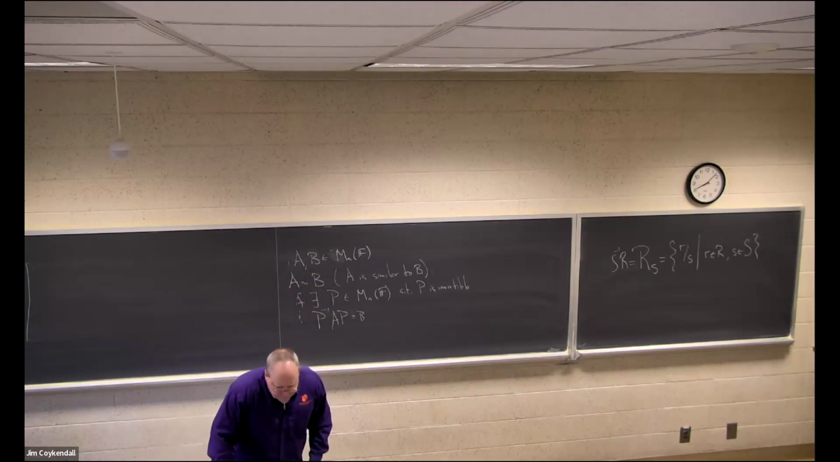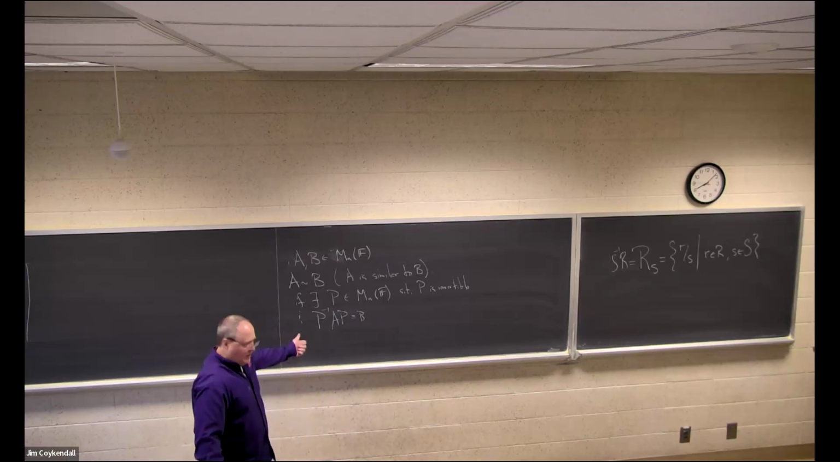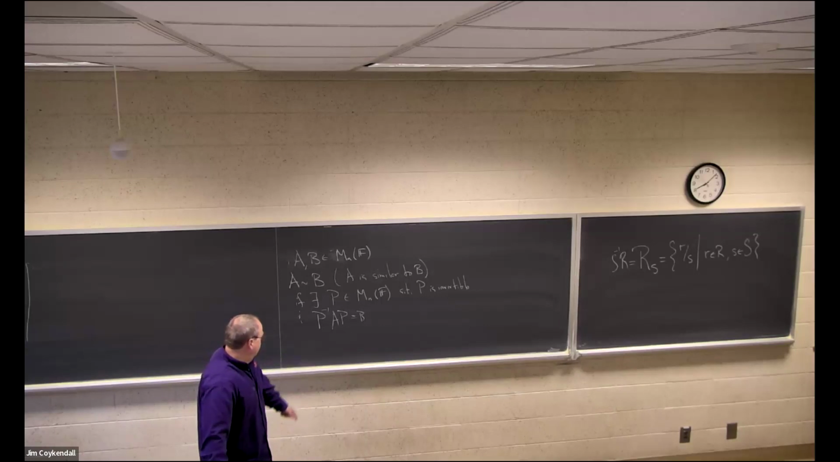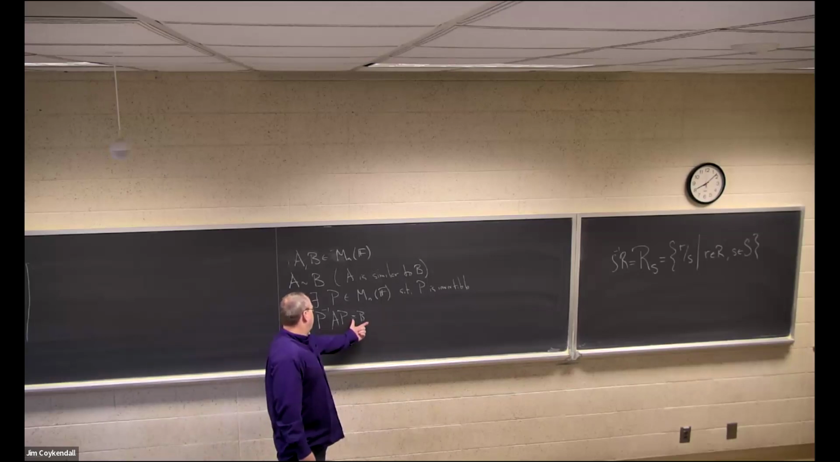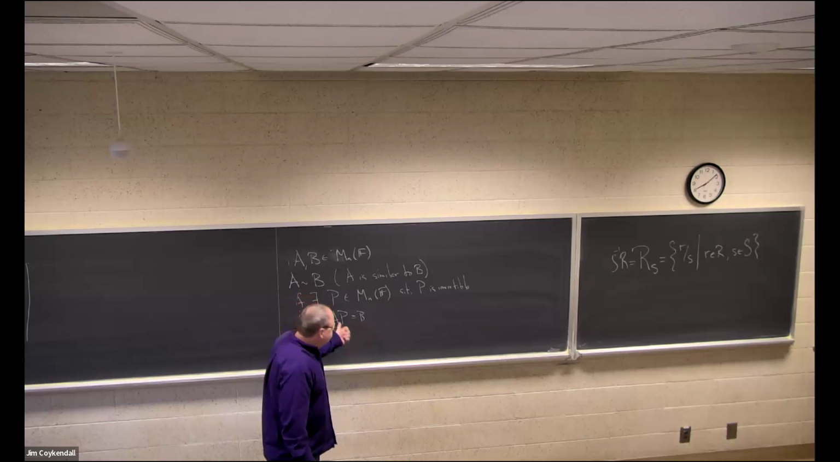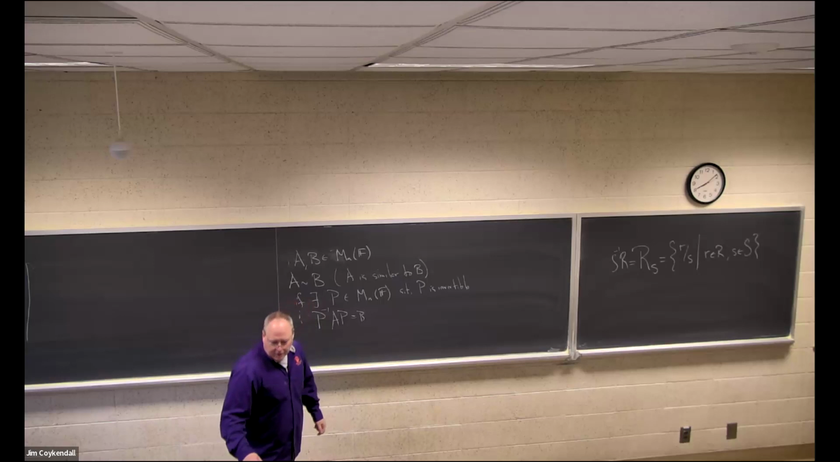Now, how many of you have seen this notation before, this equivalence relation? It's pretty easy to verify. Certainly A is similar to itself. You can just take the identity element. You can reverse the roles by conjugating. If P inverse A P is B, then P B P inverse is A, and transitivity follows also.